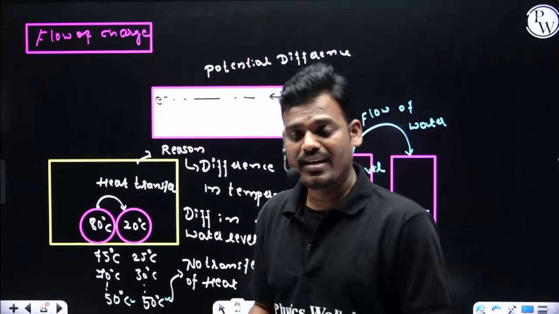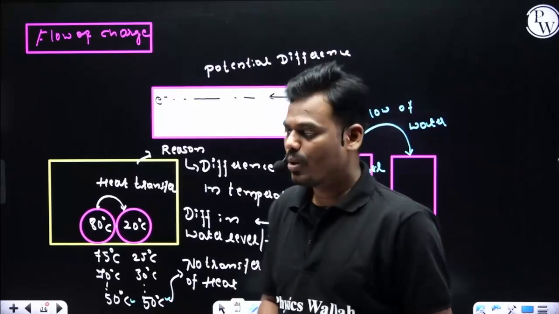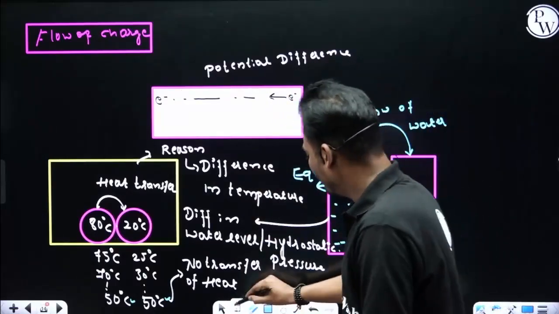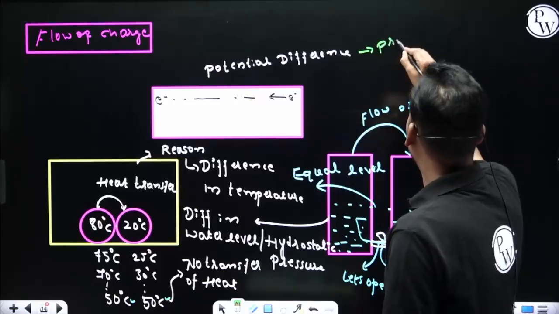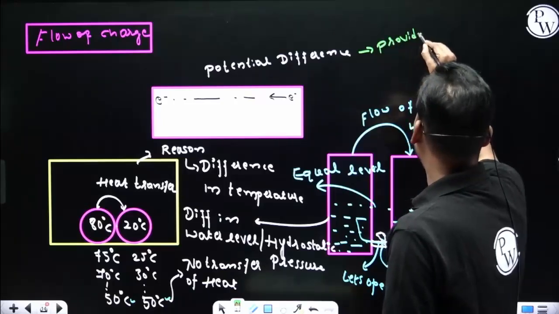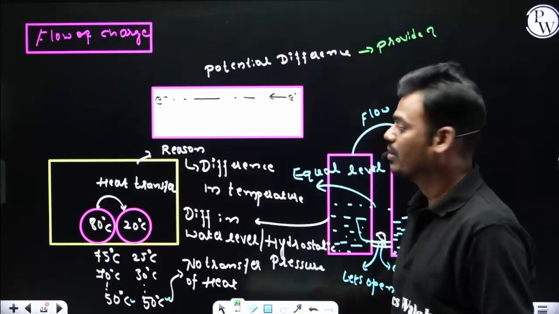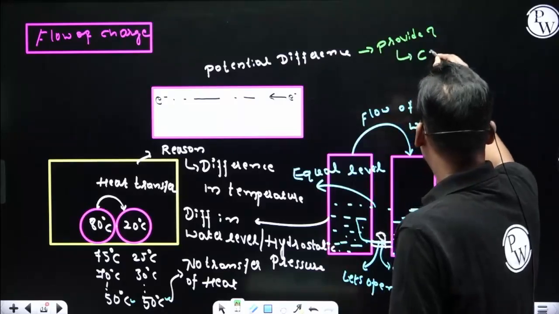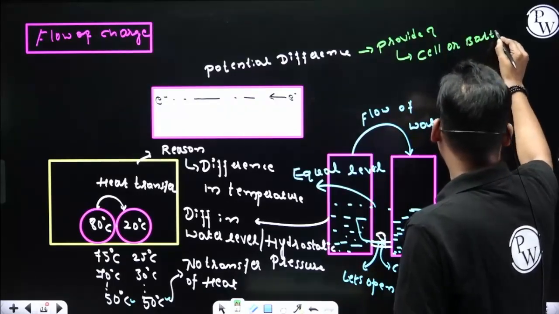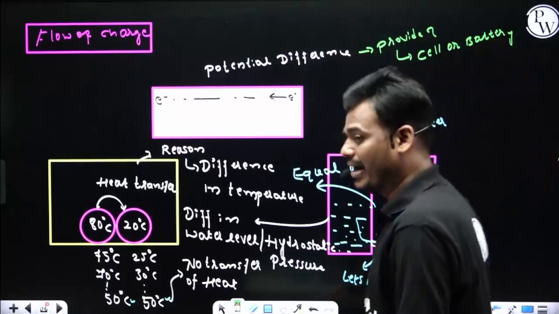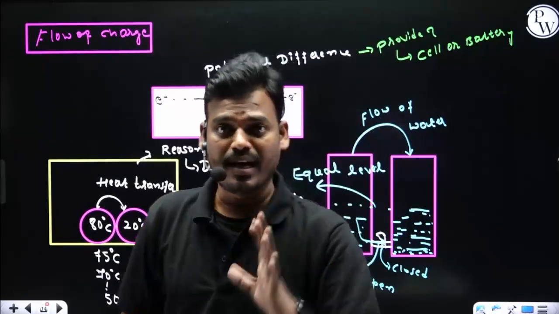Got it? By the definition, we'll check it one more time. And your question: who will provide this potential difference? That is nothing but a cell or battery. A cell or battery will provide a potential difference.